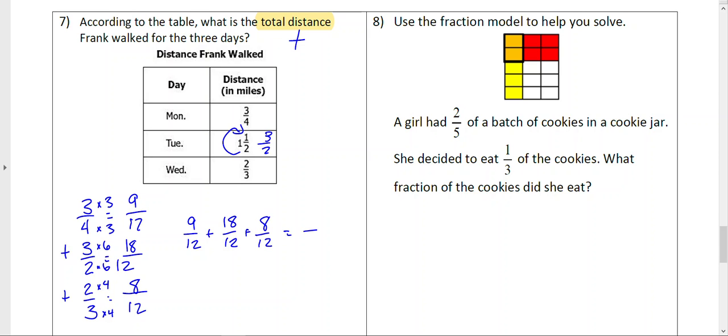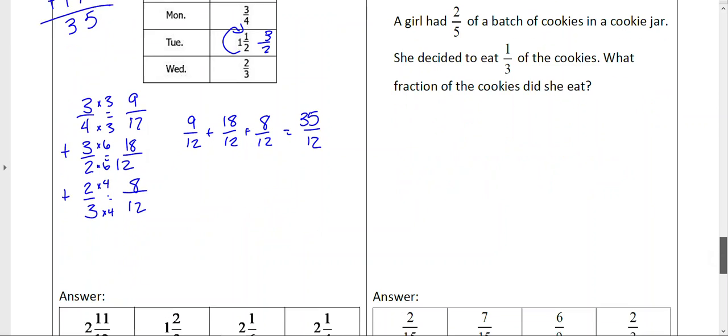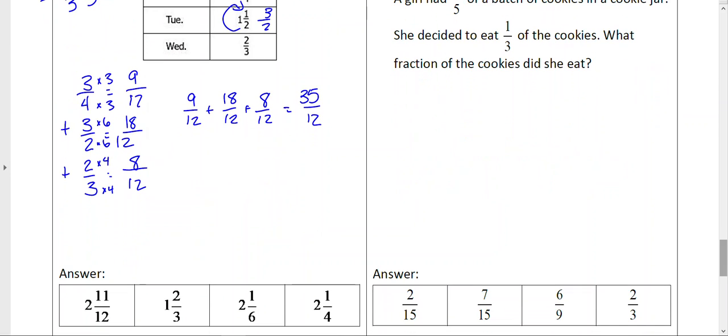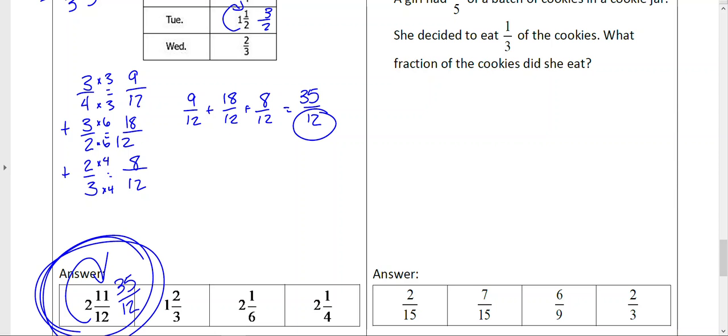So if I add all those together, 18, and then 9 plus 8 is 17, so that gives me 35 over 12. Then I can look at my answer choices to see, okay, I have one with a denominator of 12 that matches, so let's check it. Maybe I don't have to simplify. 12 times 2 would be 24, and 24 plus 11 would be 35. So that's why this one should be the answer and the other two won't match.